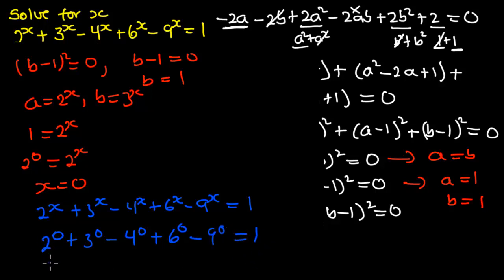Now from here we are going to have 1 plus 1, 4 to the power 0 is 1, plus 6 to the power 0 is 1, minus 9 to the power 0 is 1 is equal to 1. And so from here 1 will cancel out negative 1, 1 will cancel out negative 1, and so we are going to be left with 1 is equal to 1. And hence our answer x equal to 0 is correct and can satisfy this equation.